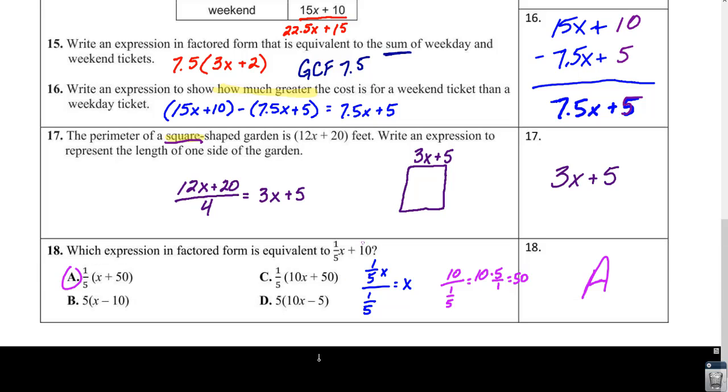And last, number 18. Which expression in factored form is equivalent to 1/5 x plus 10? And the answer is A. Remember, we're looking for the common factor. Well, 1/5 can go into 1/5 one time. That's the 1x. And 10 divided by 1/5 is 50. So we get 1/5 times x plus 50.